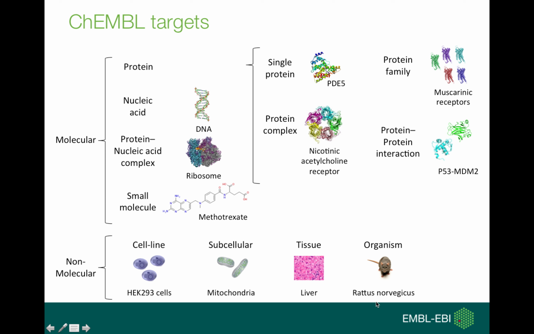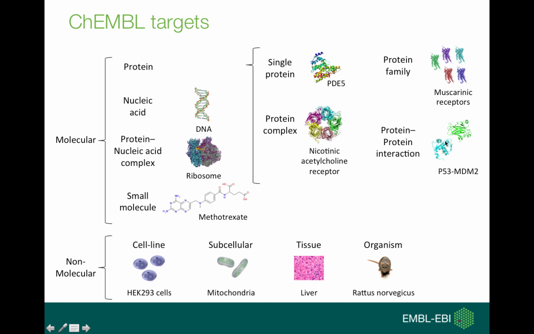I'd like to say a little bit more about the protein targets. Because this is by far the largest target class that we have, we try and break it down into more informative categories, such as whether the assay was performed to a single protein, example being PDE5, or whether it was a protein family, such as the family of muscarinic receptors, or in cases where the target was a protein complex or a protein-protein interaction, as you can see highlighted there by the p53 MDM2 example.